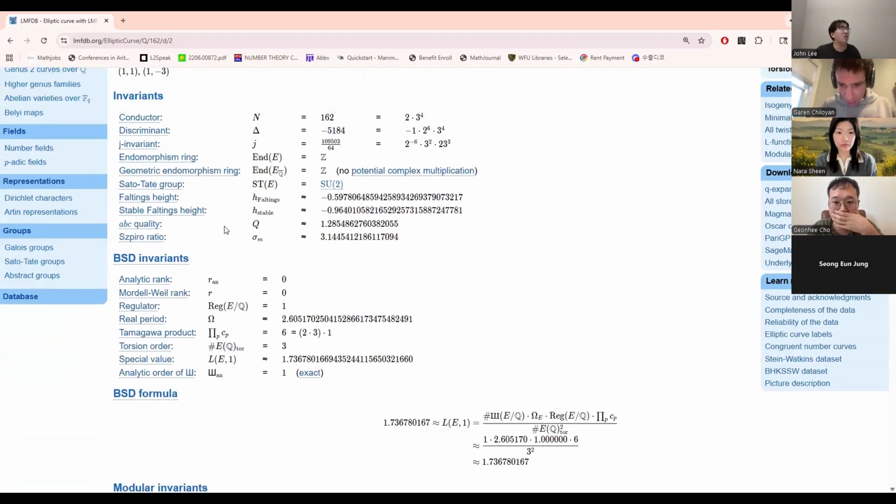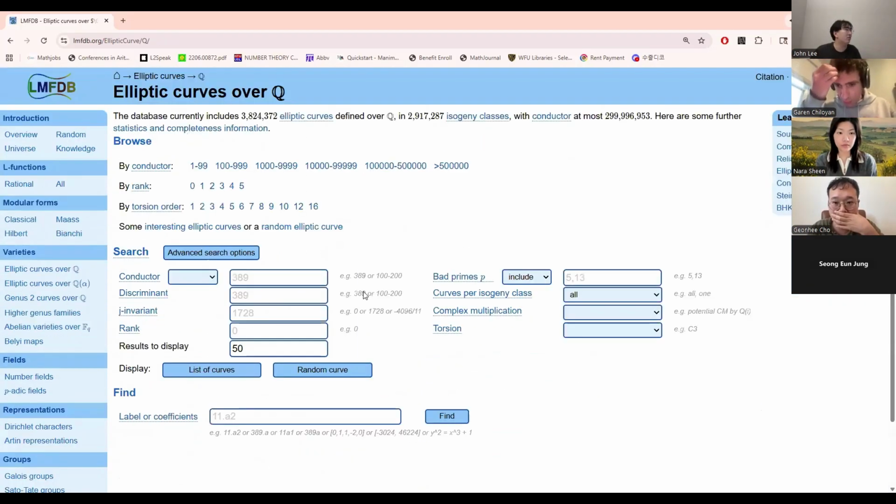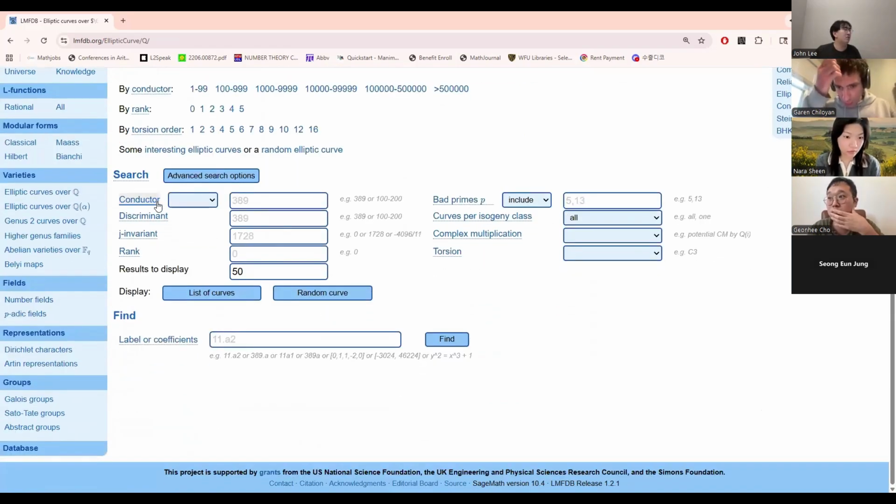So not only about the conductor, because currently if you go to the elliptic curve page here, we can only search based on the conductor, discriminant, j-invariant, rank, and stuff like that, label, coefficients. But I think the beta version lets you search based on some more information.